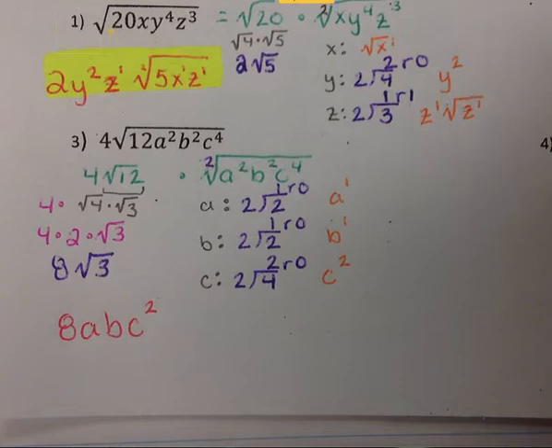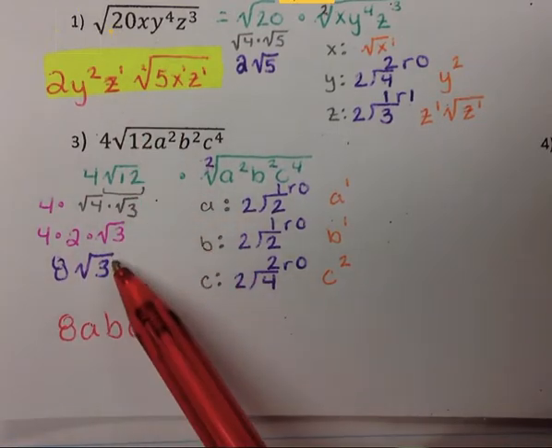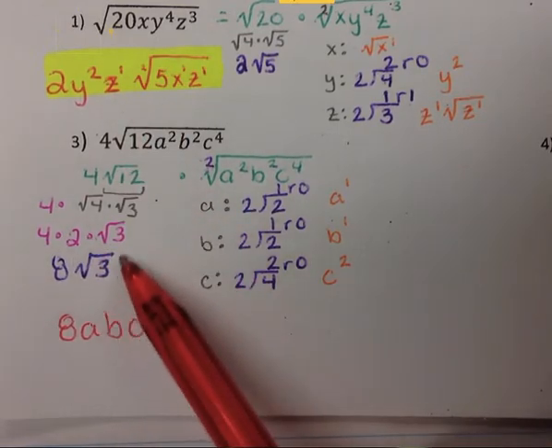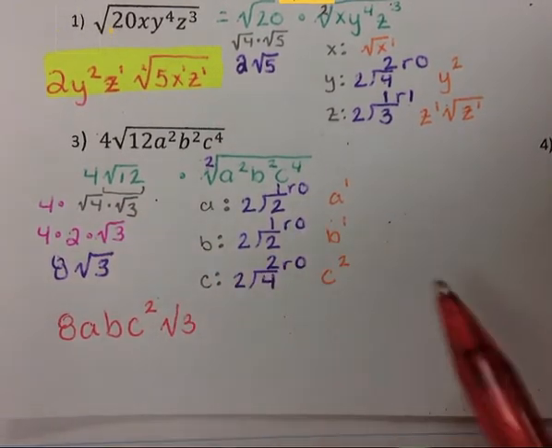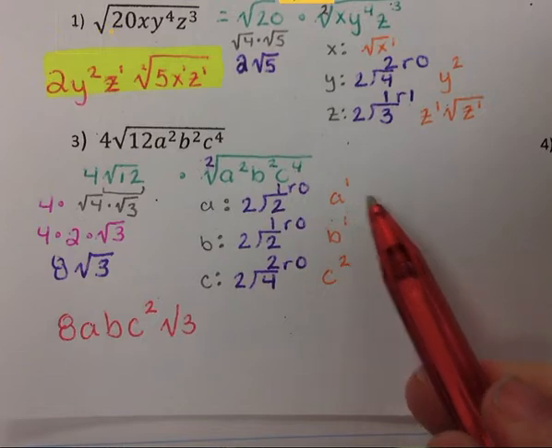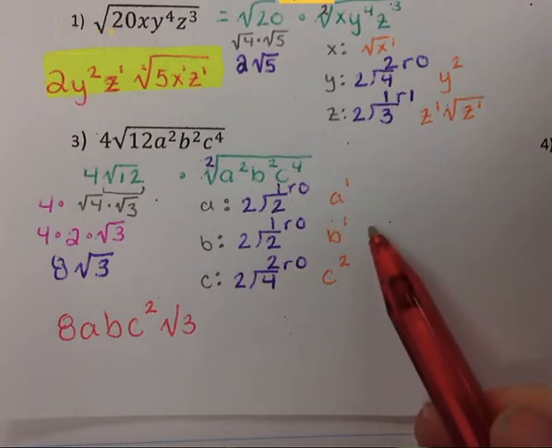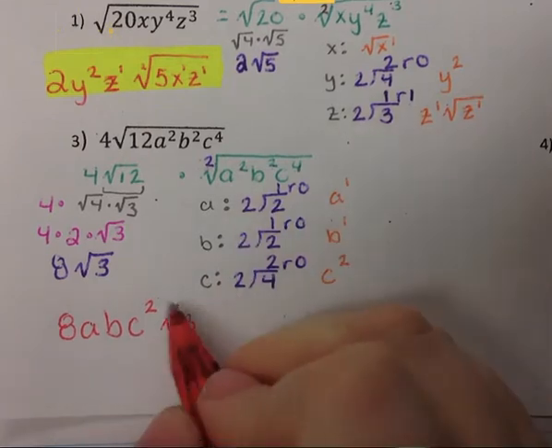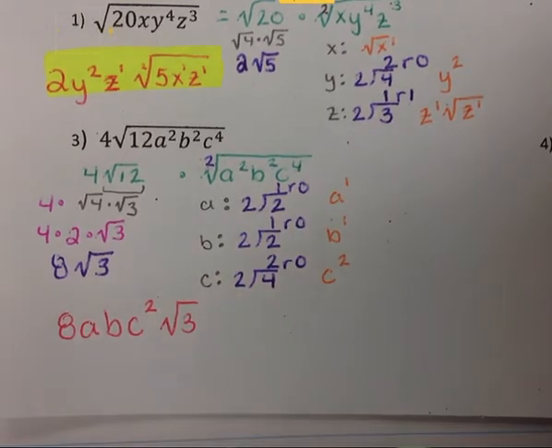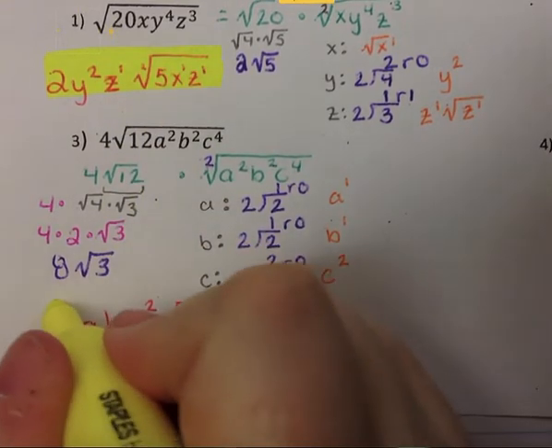Now to look for our radicands. On our number, we do have a radicand left over, so I do need to put the square root of 3. For the a's, there is no radicand. B's, there is no radicand. C's, there is no radicand. So our answer actually just stops there. So it becomes 8ab squared, square root of 3. And this is our final answer.